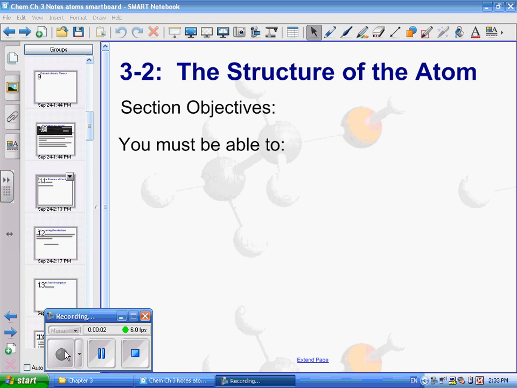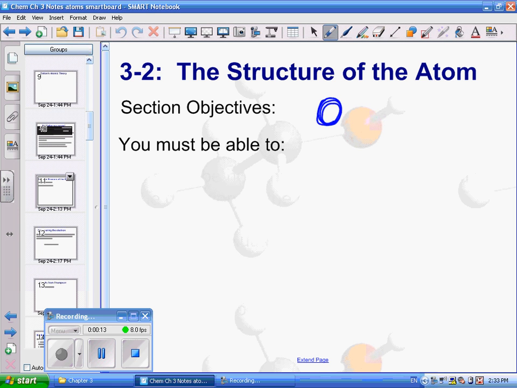All right, section 3-2, we're going to talk about the structure of the atom. And when we talk about this section, we're basically going to talk about the history of how the atom went from this solid block of material that Dalton thought it was to the atom that we think of today with protons and neutrons and finally electrons spinning around it. So that's which is called the nuclear model.